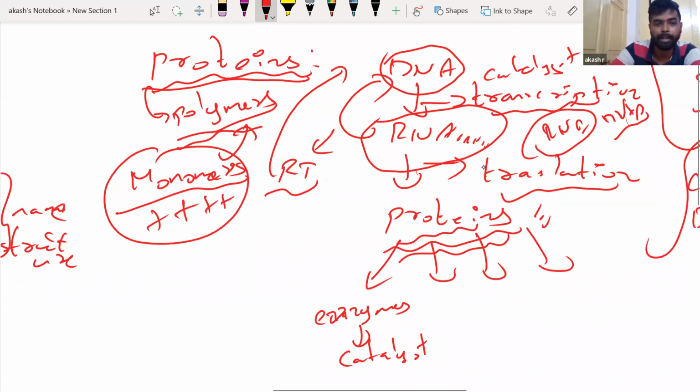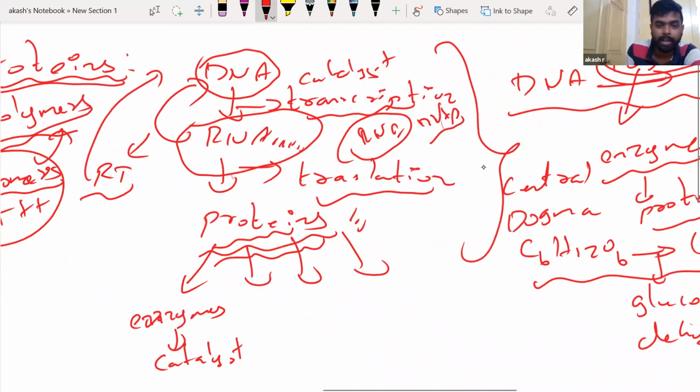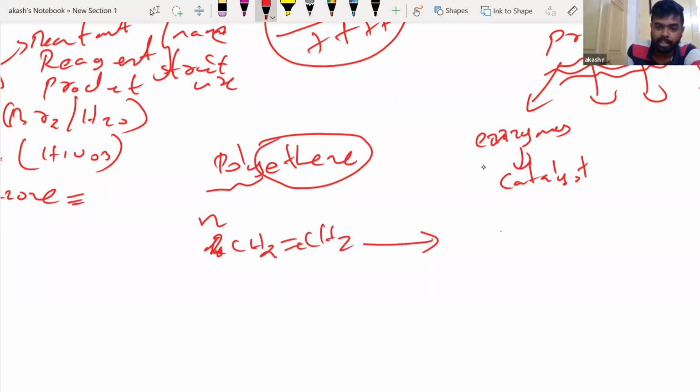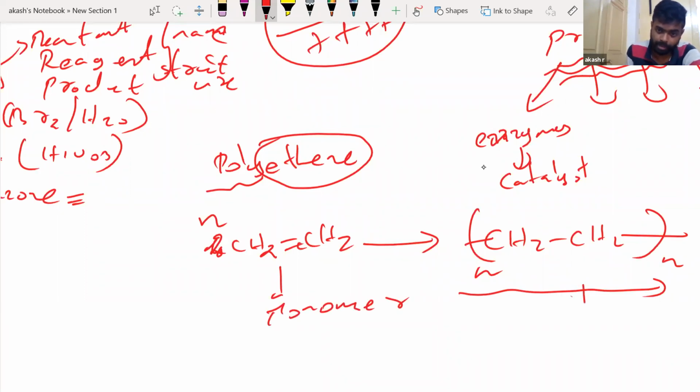For example, this is irrelevant to this, but if you take polythene, right? Now you see it is a polyethene molecule. So how do I write it? n moles, not 2 moles, of CH2=CH2 will form CH2-CH2, a big molecule, n times. CH2, CH2, CH2, CH2 keeps on moving like this. This is my monomer, and this is my polymer.